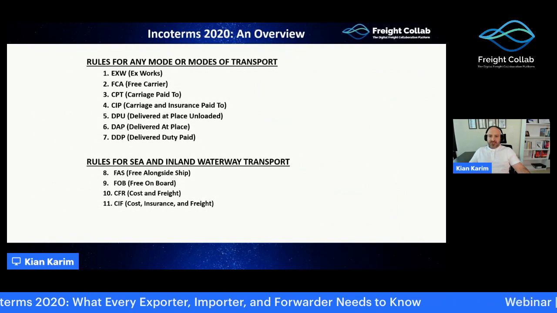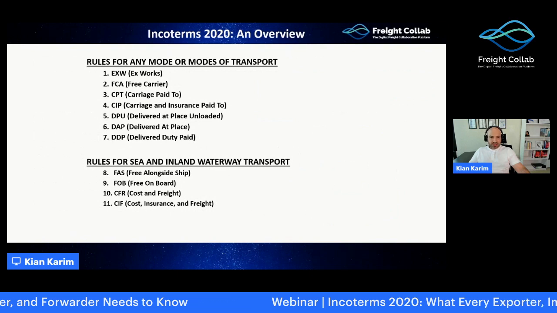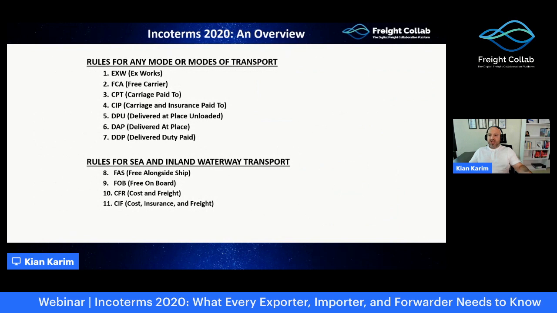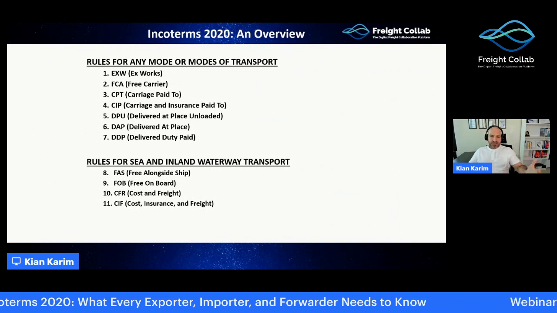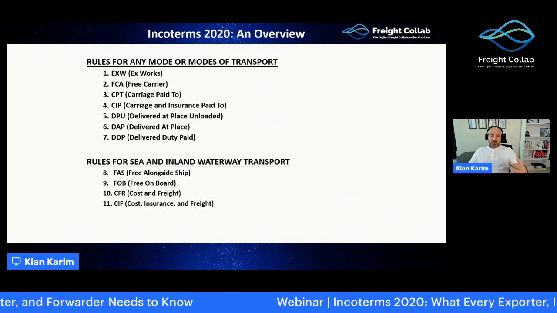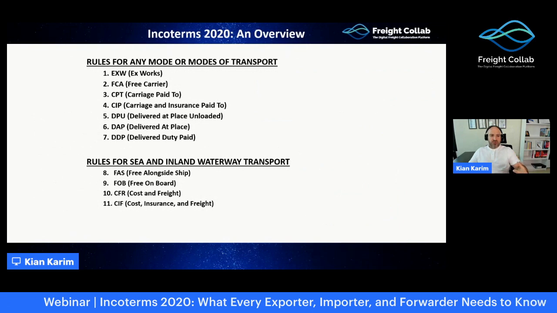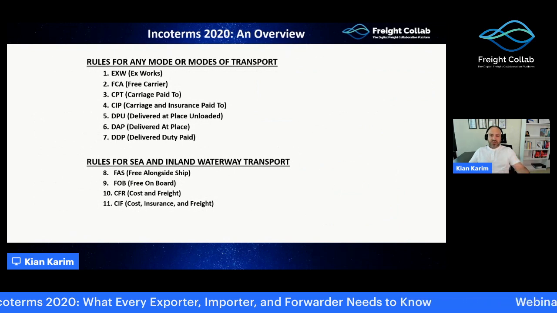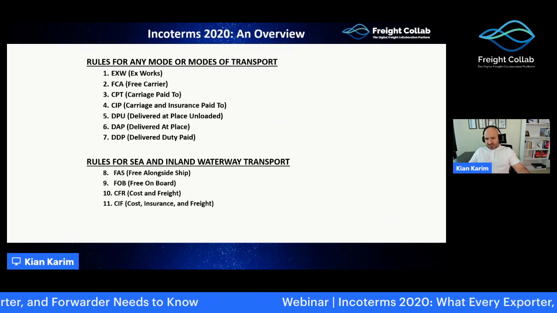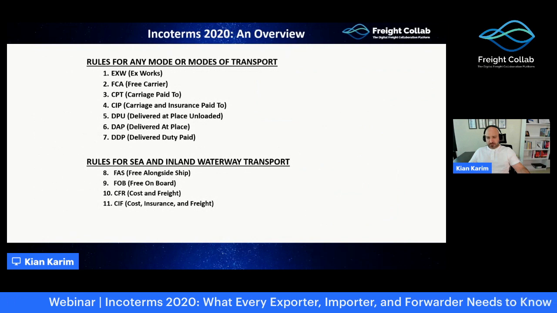Ex Works means that the seller delivers when it places the goods at the disposal of the buyer at the seller's premises or at another named place, like a factory, warehouse, any place. The important thing is that the seller is not responsible for loading the goods on the buyer's collecting vehicle, nor for the customs formalities. In Ex Works, the seller's responsibilities are the minimum.